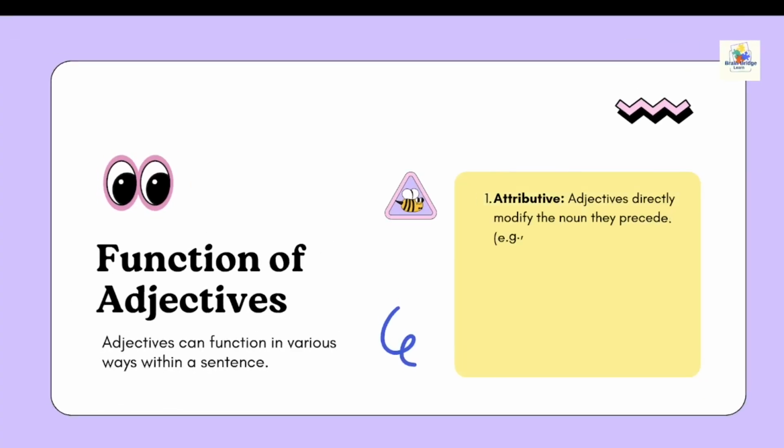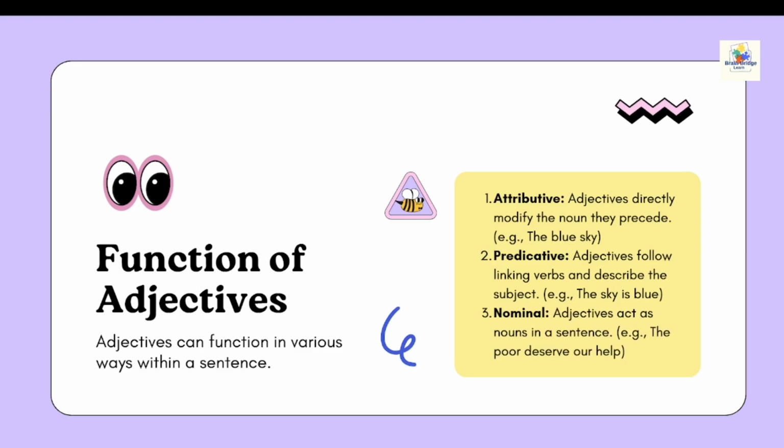Next we move on to functions of adjectives. Adjectives can function in various ways within a sentence. Like attributive: adjectives directly modify the noun they precede. Example: the blue sky. Next we have predicative: adjectives follow linking verbs and describe the subject. Example: the sky is blue.